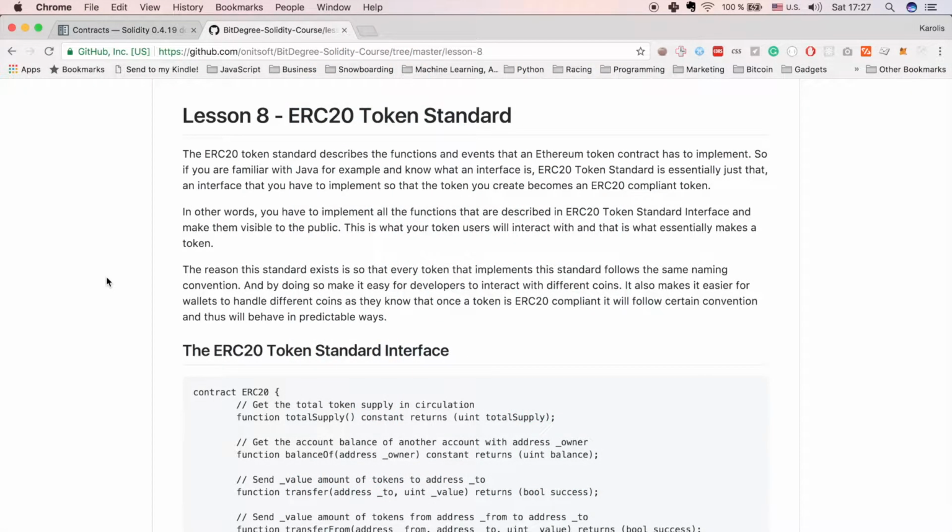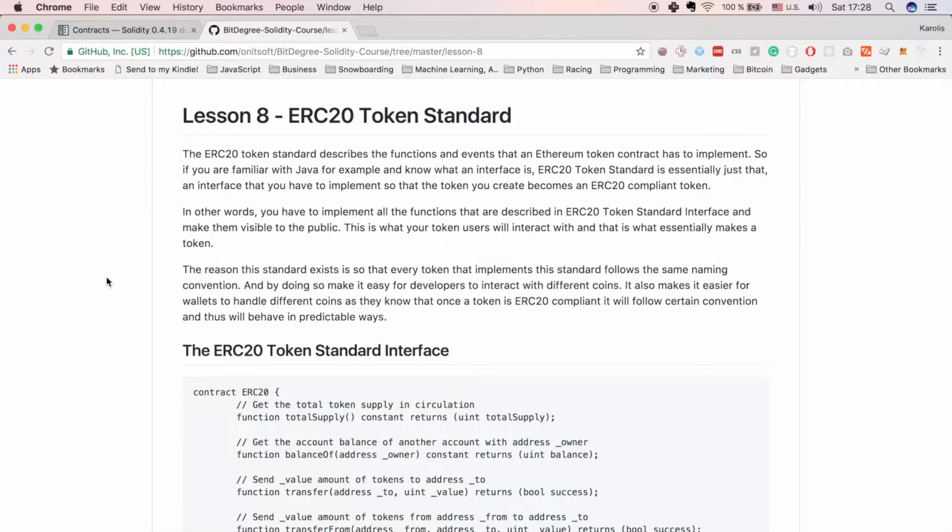Welcome to Lesson 8. In this lesson, we will have a look at the ERC20 token standard. The ERC20 token standard simply describes the functions and events that an Ethereum token contract has to implement. So if you are familiar with Java, for example, and know what an interface is, the ERC20 token standard is essentially just that: an interface that you have to implement so that the token you create becomes an ERC20 compliant token.